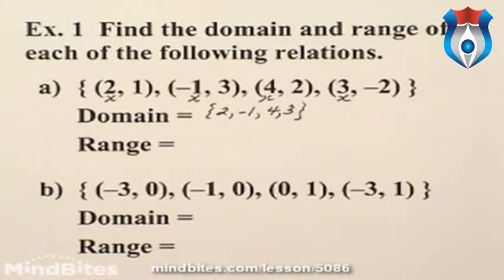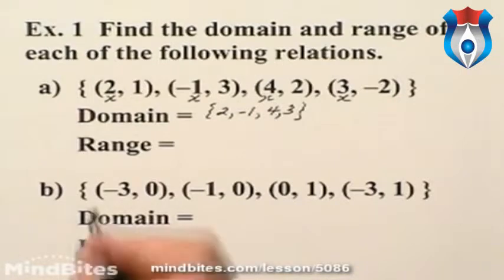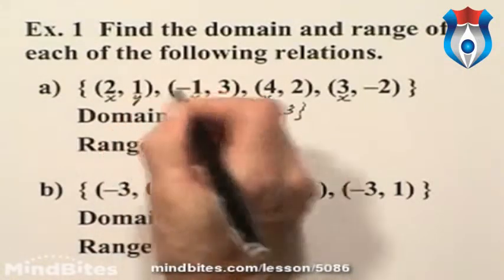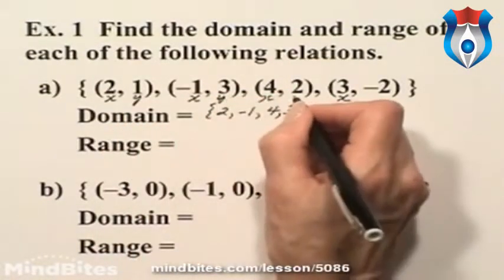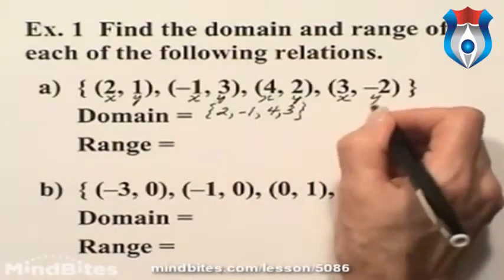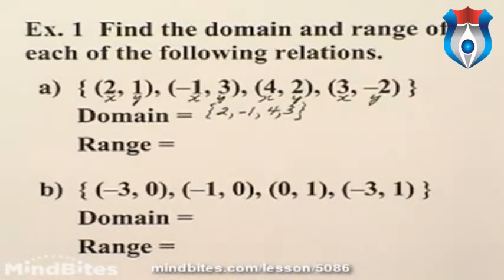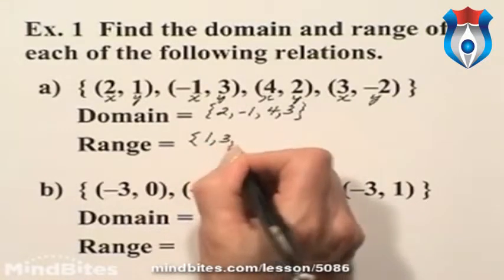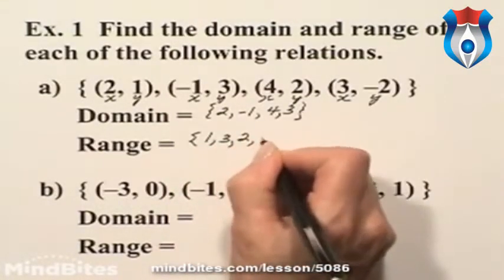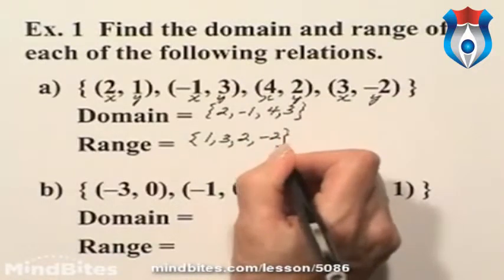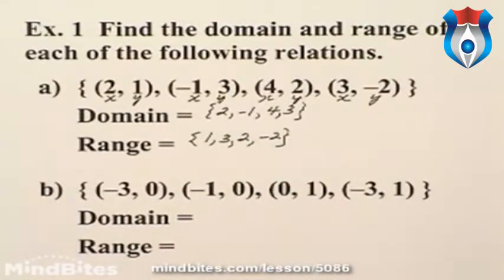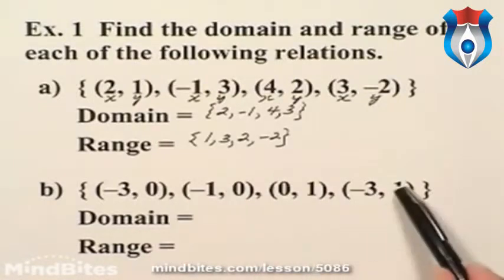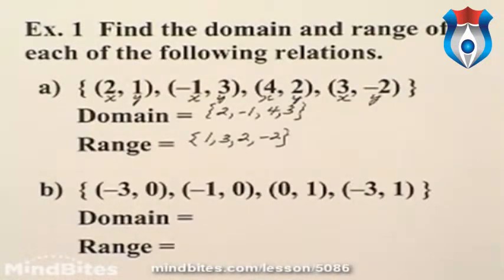The range will be the set of all the second members of each of the ordered pairs. That means all the y's in the relation. So 1, 3, 2, and -2 make up the range. In the B part, you have another relation with 1, 2, 3, 4 ordered pairs, and again you're asked to find the domain and the range.